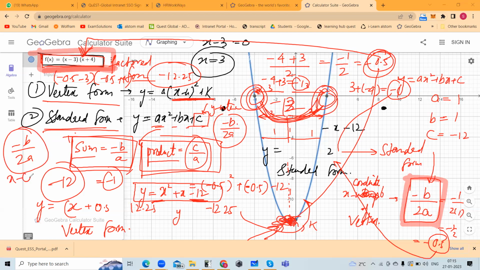Right? So it's going to give you so many things. And one more very important thing is what a will give us. This a is also going to give you some important information.